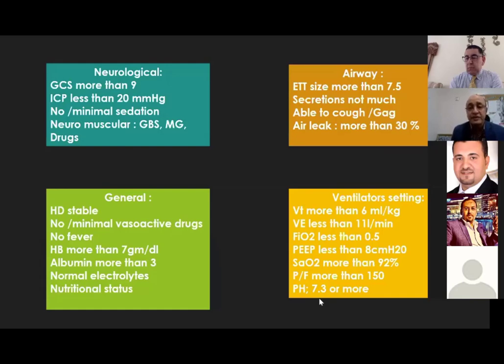The ET tube is preferred to be well sized. Secretions should not be much, and the patient has to be able to cough and gag. An air leak has to be more than 30%. When you deflate the cuff of the ET tube, you have to have a difference between the exhaled tidal volume and the inhaled tidal volume of more than 30%.